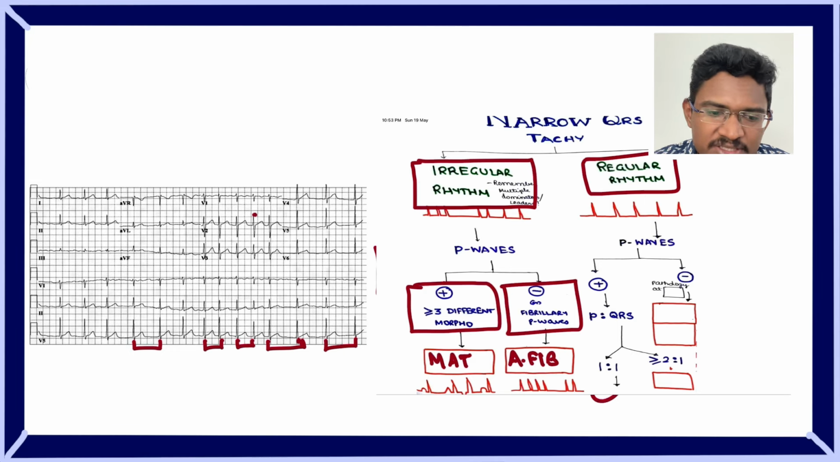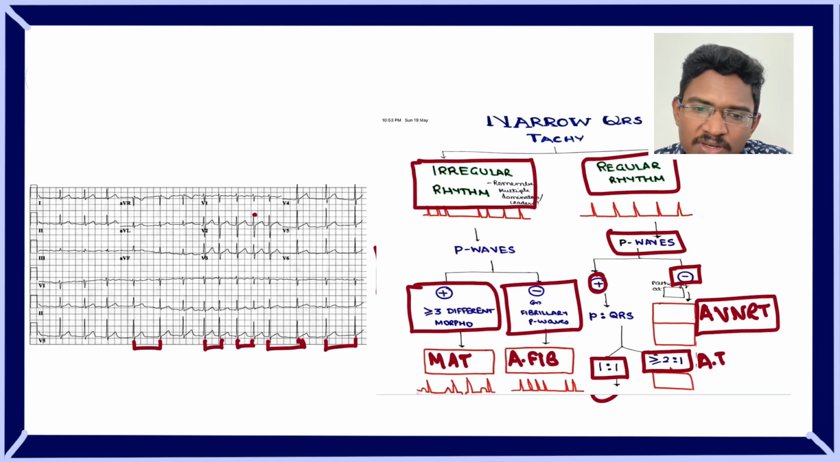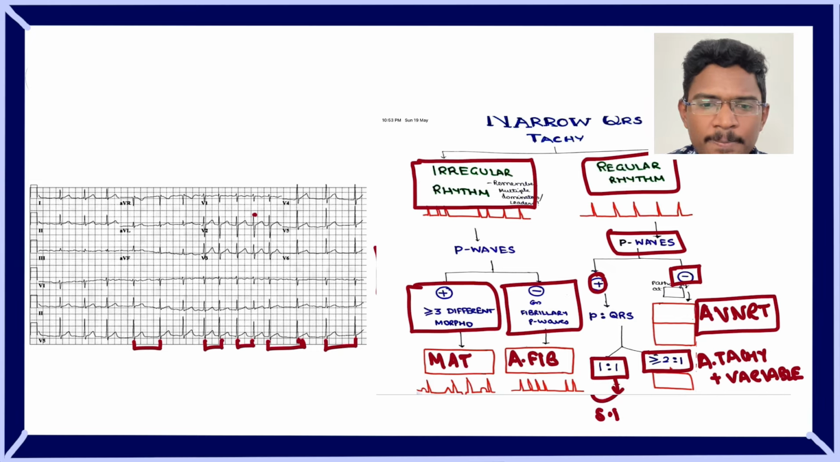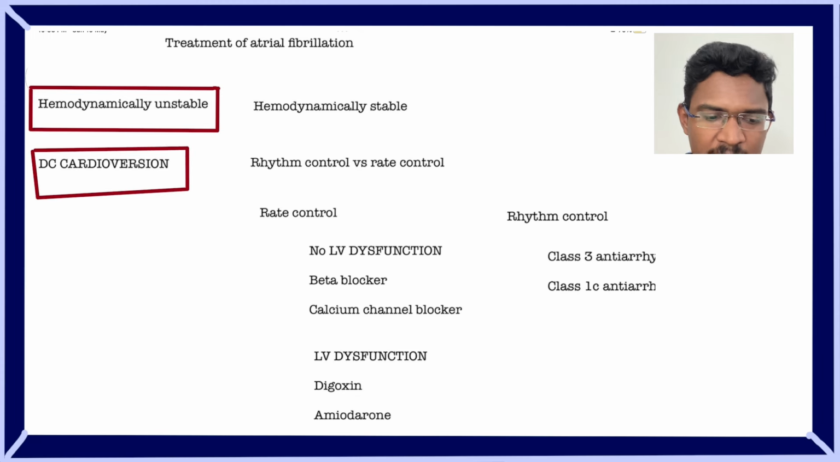Whereas on the other side, if you see narrow QRS with regular rhythm, if P waves are absent, then it is AVNRT or junctional tachycardia. Or if P waves are present, but in a greater than 2:1 manner, then it can be any atrial tachycardia, mostly atrial flutter with variable block. Or if it is in 1:1 fashion, every P is followed by a QRS, it is sinus P, then it is sinus tachycardia. The ECG they gave was atrial fibrillation, and they told the patient is hemodynamically unstable. So the next best step will always be DC cardioversion.